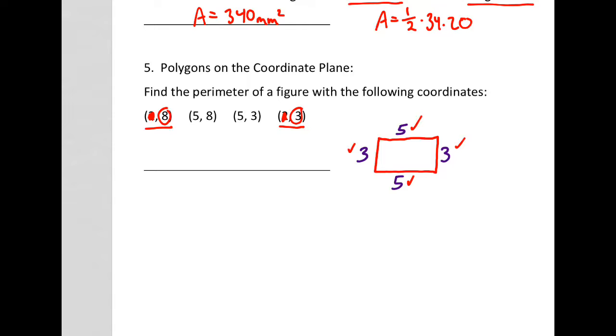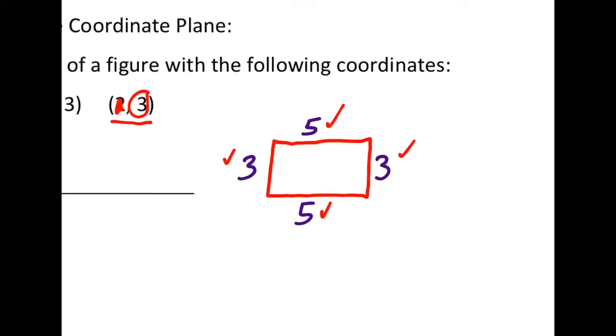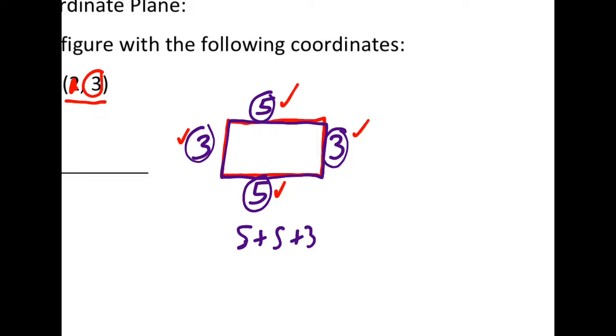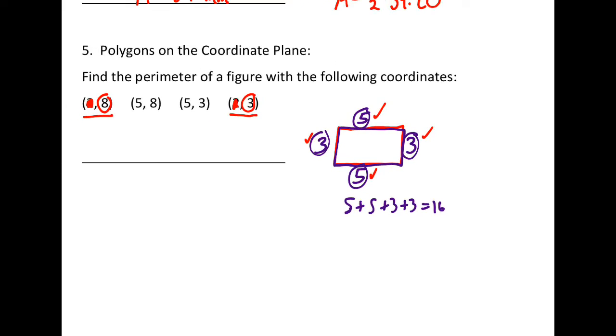But I'm not done, because it says find the perimeter. Now, do you remember what perimeter is? It's the distance around a figure. So you have to add up 5 plus 5 plus 3 plus 3. And 5 plus 5 is 10. Plus 3 is 13. Plus 3 is 16. And remember, perimeter is not square units. So it is just units, because it's just the distance around the shape.